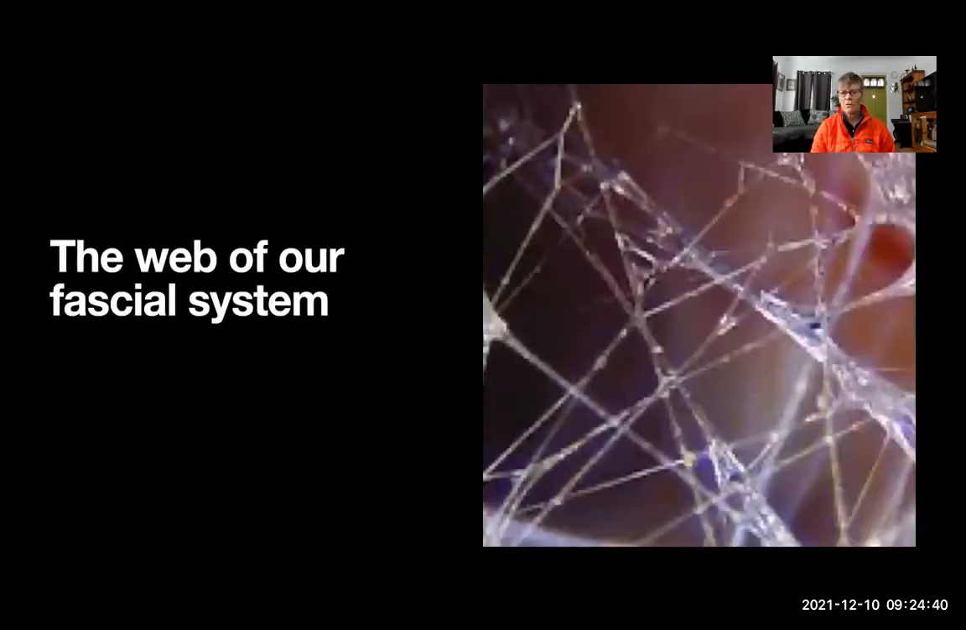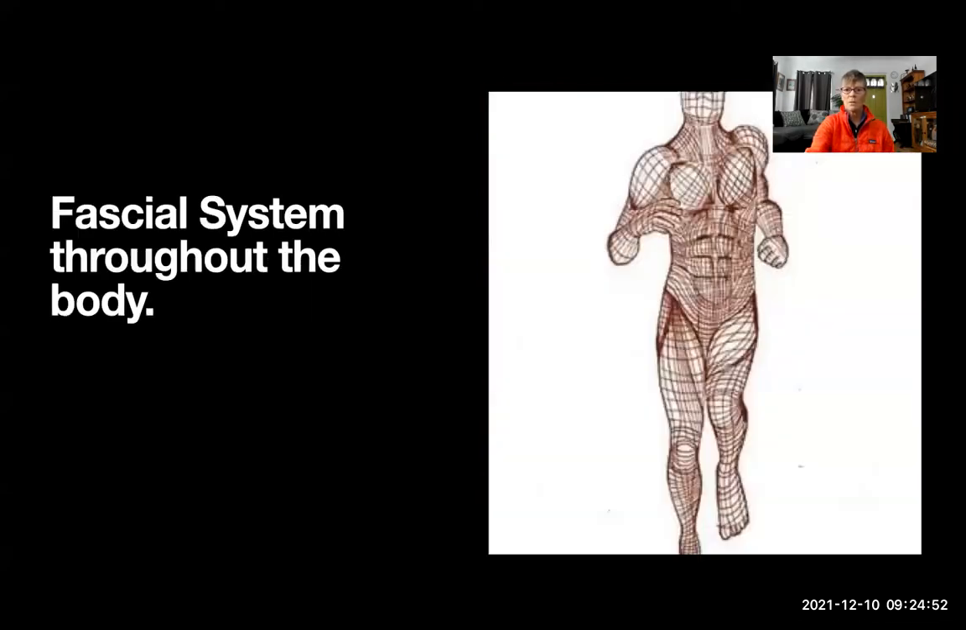So, supporting our fascial system. This is a very intense, magnified look at a very small piece of the fascial system, the web of fascia in our bodies. This is an artist rendering of what it might look like throughout the body, a sort of multi-directional webbing.